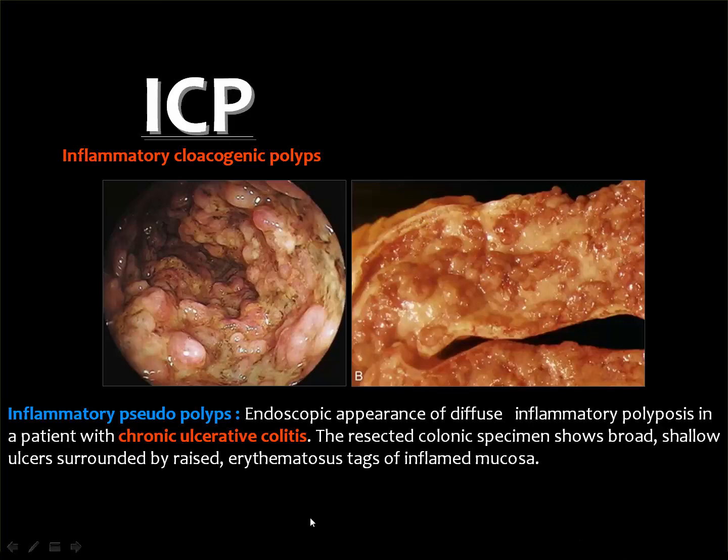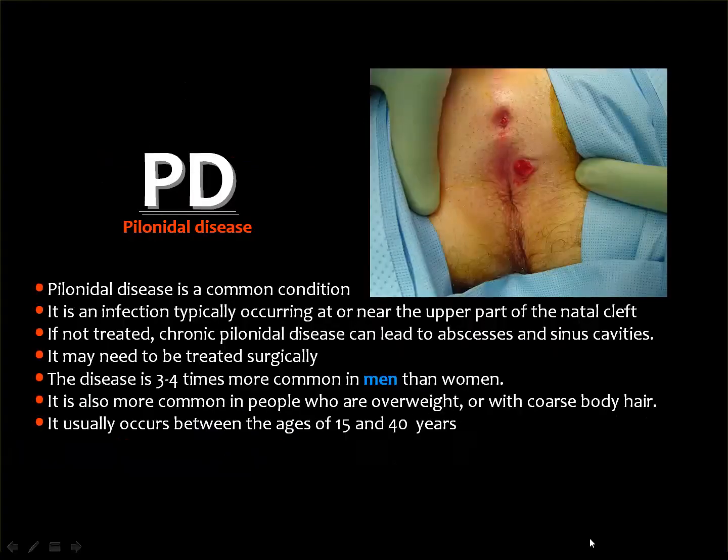And here is an endoscopic and surgical specimen for pseudopolyps in a patient with chronic ulcerative colitis.